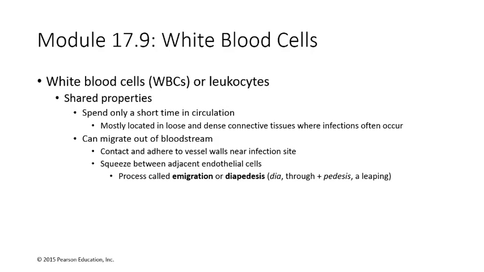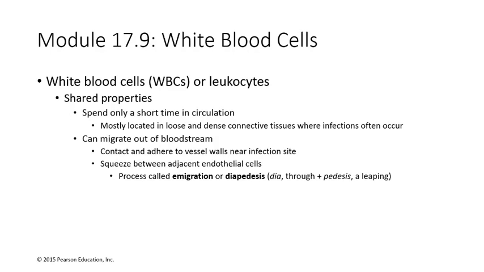So that's everything I want to tell you about red blood cells. Let's start talking about white blood cells. White blood cells are the leukocytes. They spend only a short time in circulation. Most of them are going to be in your loose or dense connective tissues where infection can occur. And they can migrate out of the bloodstream and go to the site of infection.